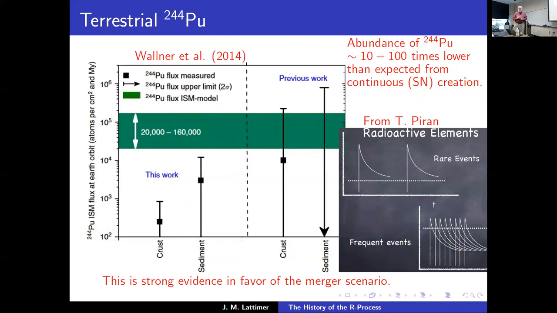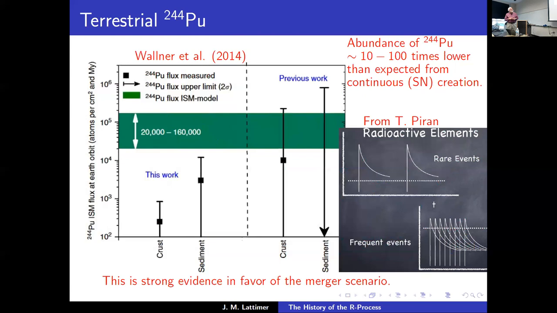So in 2014, Wallner et al. made the first determinations of plutonium-244 in the Earth's crust. Previous work had established upper limits for the plutonium-244 abundance, but their work showed that the upper limits, and these also have lower limits here, are in fact much smaller than the previous upper limits.